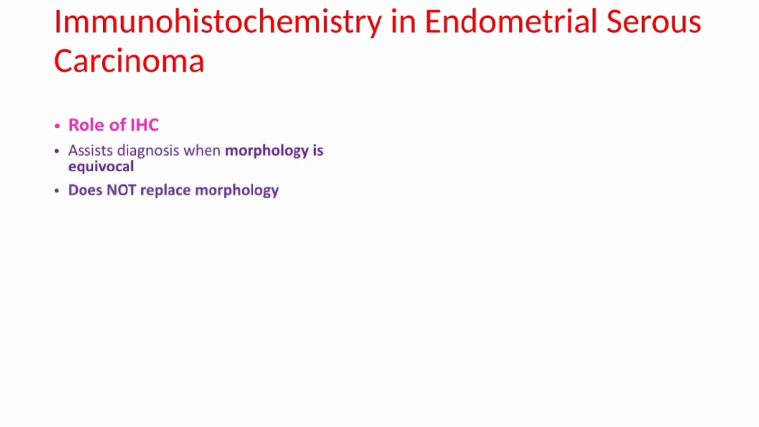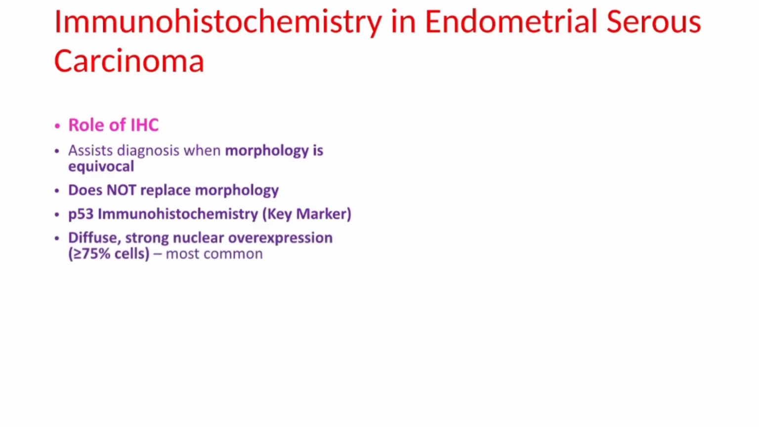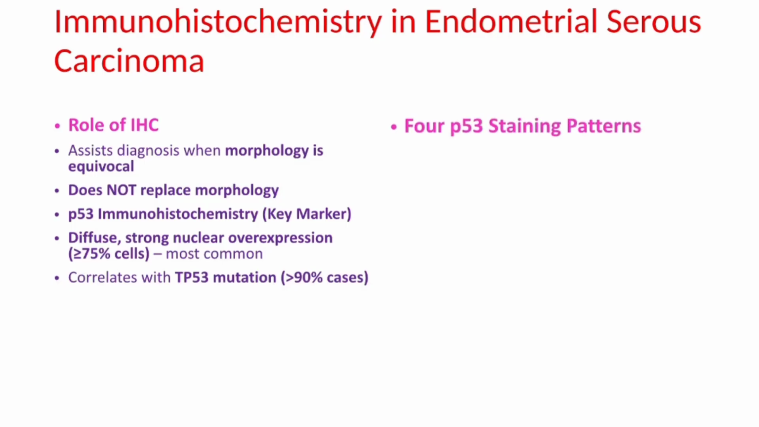Now, what are the IHC markers that will help us to identify serous carcinoma? The IHC marker's role is that it assists diagnosis when morphology is equivocal. It does not replace morphology. So morphology identification is a must, and the key marker is P53 immunohistochemistry. It shows more than 75% of cells with diffuse strong nuclear overexpression, most commonly, and correlates with TP53 mutation in 90% of cases.